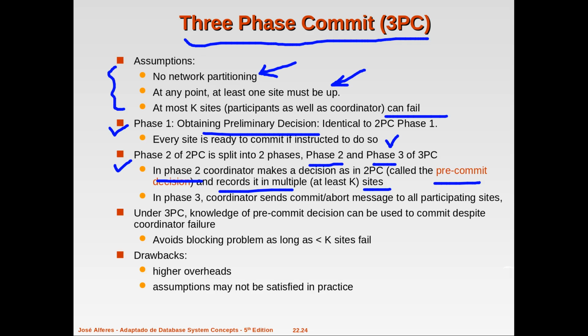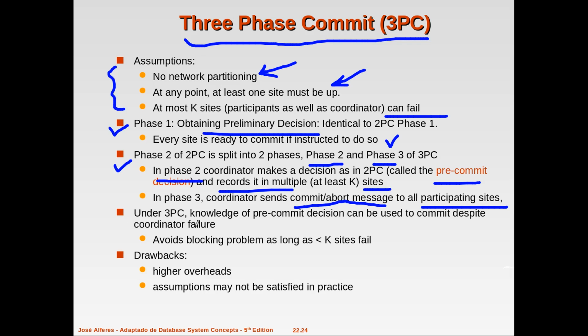Now in phase 3, the coordinator sends a commit or abort message to all the participating sites. So first of all, obtaining the decision. Second, the commit decision is made and recorded in some of the sites. And third, it will send the final decision, commit or abort, to all the participating sites.